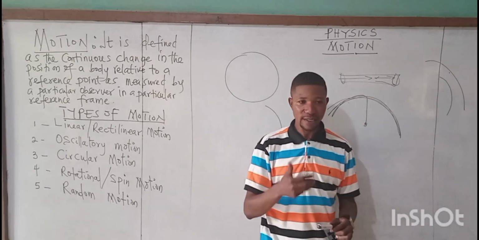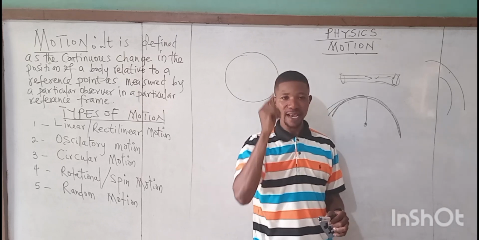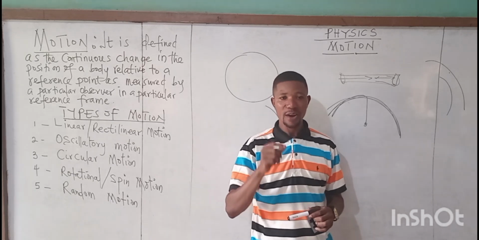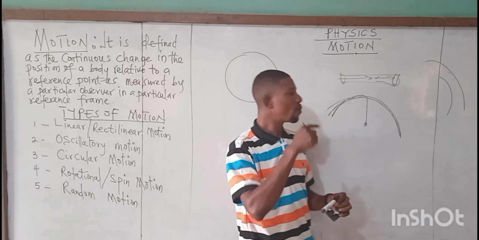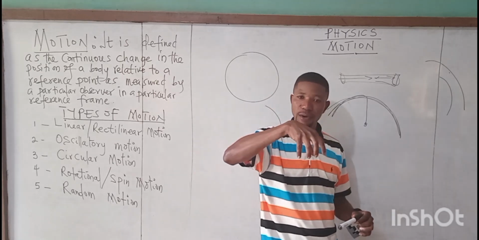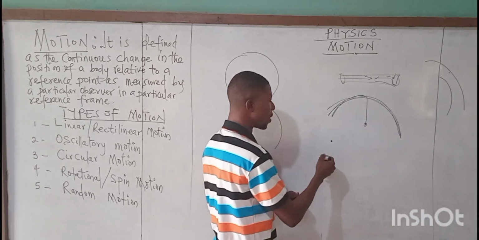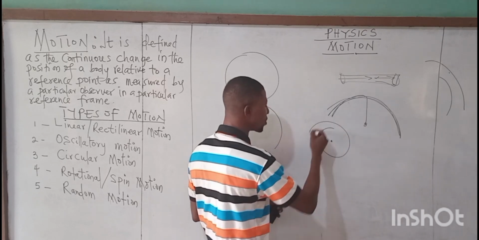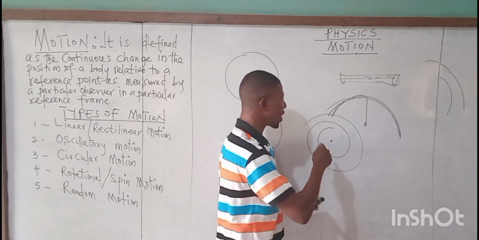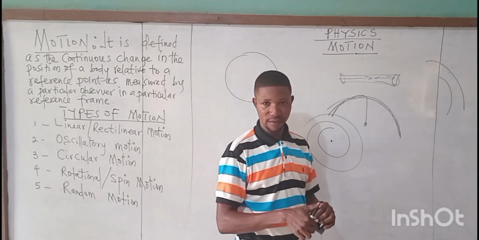Another example is the earth moving around the sun. The earth moving around the sun is an example of circular motion. A car moving around a roundabout. So when there's a roundabout and the car is moving around the roundabout this way, it is undergoing a circular motion since we can see a curved path or a circular path.